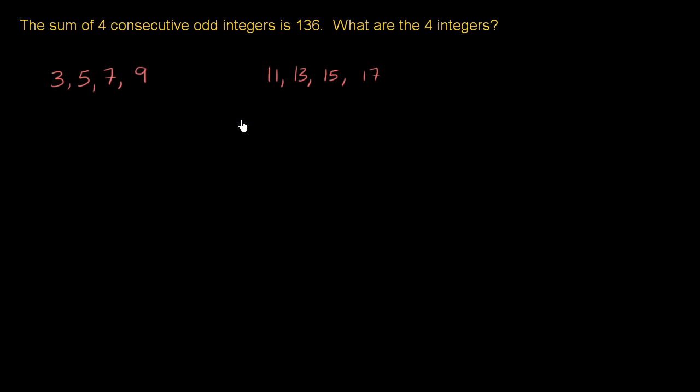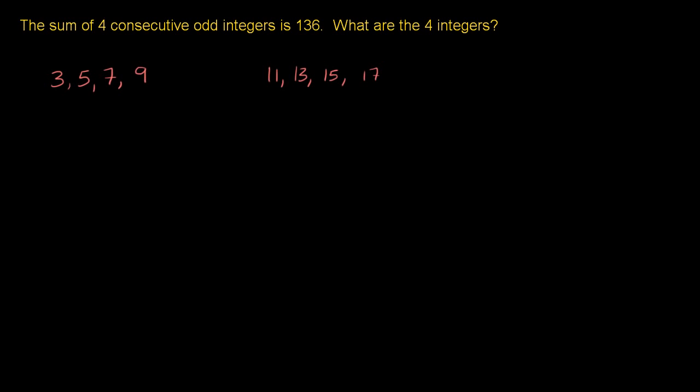An example of non-consecutive odd integers: if someone went from 3 straight to 7. These are not consecutive. The next odd integer after 3 is 5, not 7. So these are examples of consecutive odd integers, and these are not. With that out of the way, let's actually try to tackle this question. I encourage you to pause this video right now and try to tackle this on your own before I take a go at it.